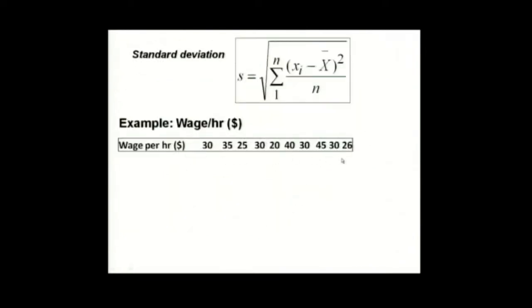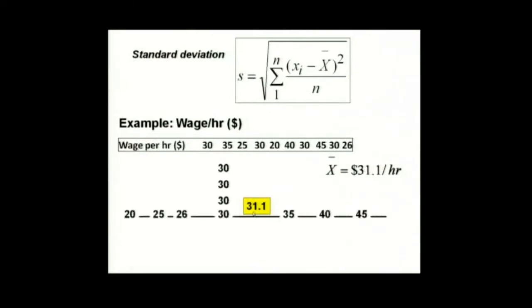Here is an example to illustrate how we calculate the standard deviation. We have a set of data, the same set of data we had before about the wages per hour. In order to calculate the standard deviation, we first calculate the mean value as we did before. So here is the mean value, 31.1. And in order to follow this equation, we need to take each individual observation and subtract it from the mean value, which is the 31.1.